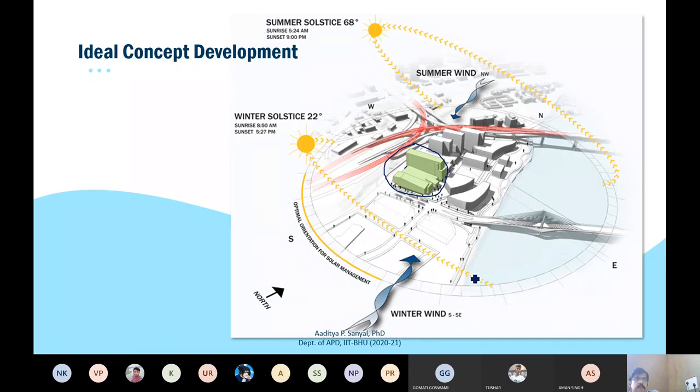So optimal orientation for solar management. Can you tell me what is the solstice? The winter solstice is the smallest day. The smallest day and happens around? 22nd or 23rd December. Summer solstice? 21st June. June. It is the longest day. Longest day. Okay.